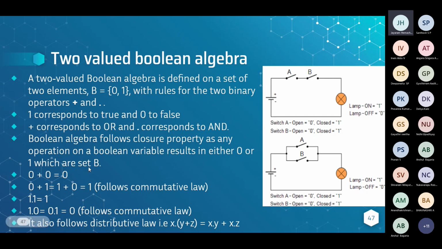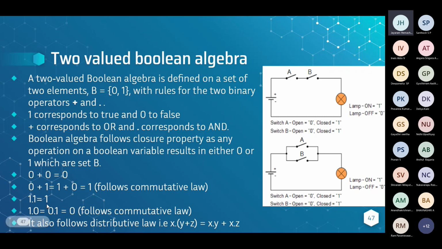0 plus 0 is equal to 0. If both the switches are not pressed, the circuit is incomplete. 0 plus 1: if any of the switches is pressed, say A is pressed or B is pressed, the circuit will be complete. So 0 plus 1 or 1 plus 0 is going to be the same. This means it follows the commutative property. So 0 plus 1 is equal to 1 plus 0.